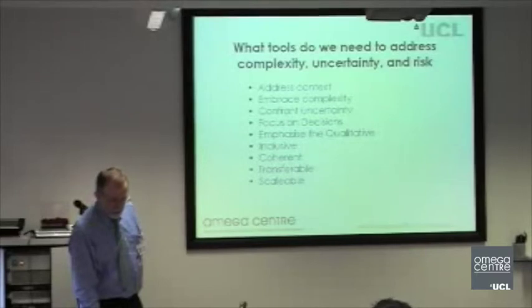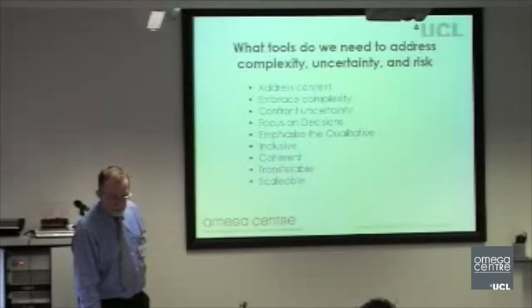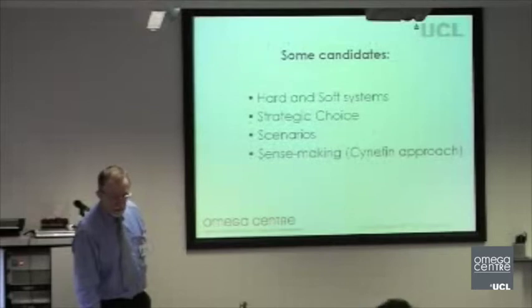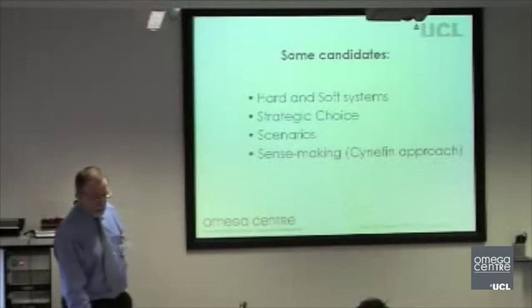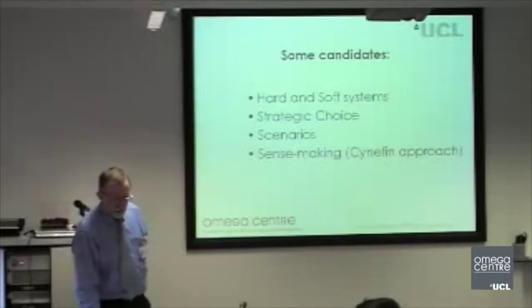The tools that we might need then to address complexity, uncertainty and risk have got to deal with context, complexity and uncertainty, to focus on decisions, look at the qualitative rather than the quantitative necessarily, and be inclusive, coherent, transferable, and scale to different situations. From the work done so far, I've picked out hard and soft systems, the strategic choice approach, scenarios, and sense making, which is David Snowden's area, the Cynefin approach.